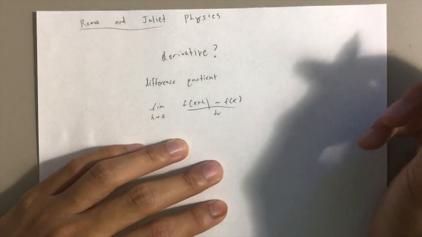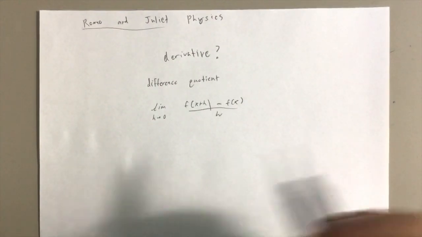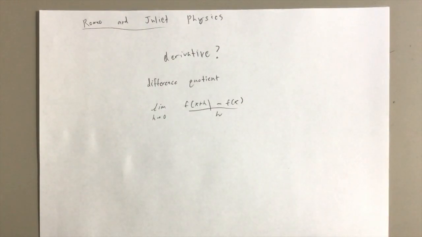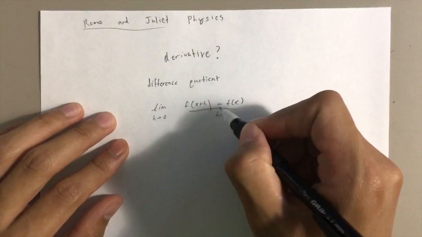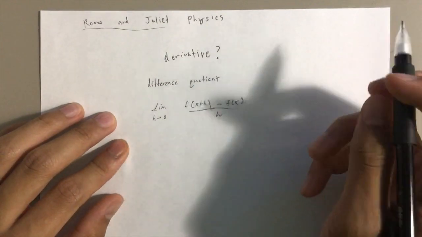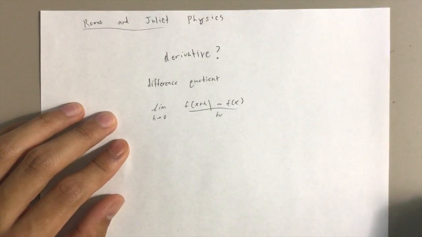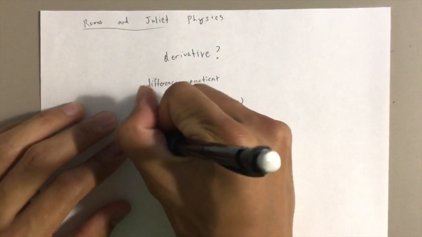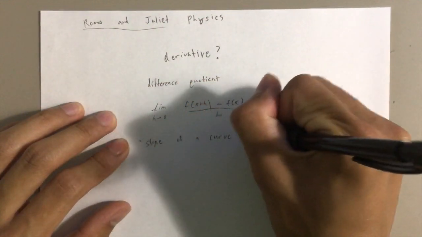What you can use it for is taking a limit as h approaches 0, and that means the distance between the points is so small, it's basically 0. So it's this difference minus the actual function. Basically, when you're finding a derivative, you're finding an equation that represents a slope, the slope of a curve at a point. That's what a derivative is.